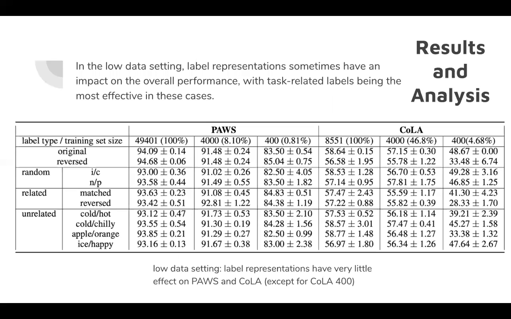In the low data setting, label representations sometimes have an impact on the overall performance. For PAWS, label representations do not matter that much for both low data settings. For COLA with a 400 training set size, the difference of label performance is more noticeable. We obtain a result with matched label representations performing the best and reversed ones doing the worst, suggesting that the label representations might not matter that much, as long as we do not pick labels that flip the class definition.